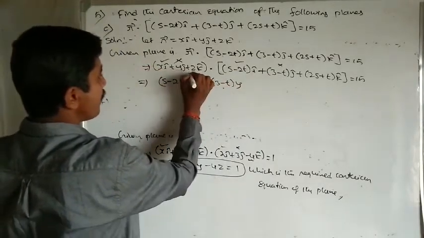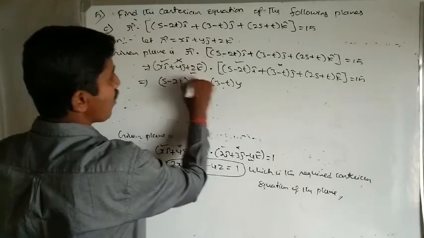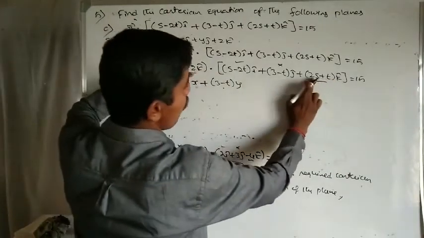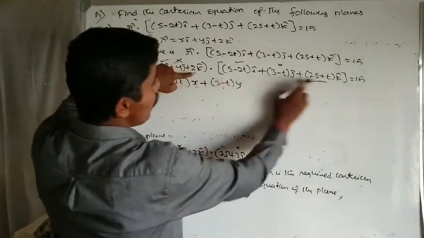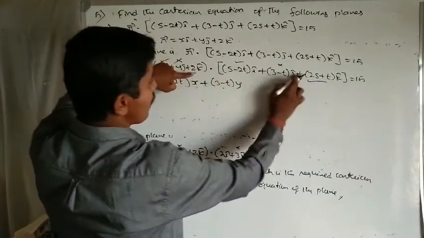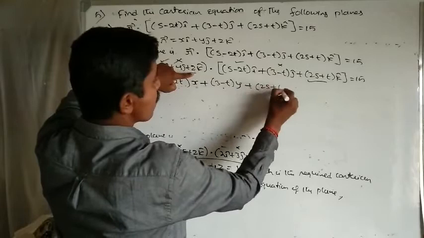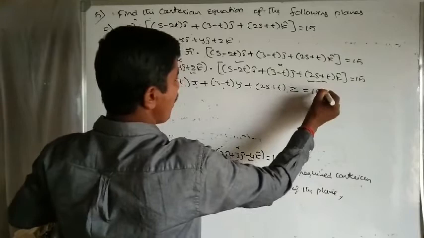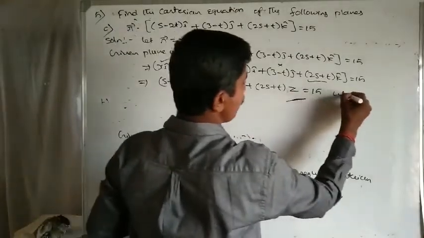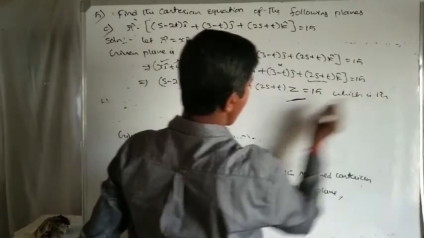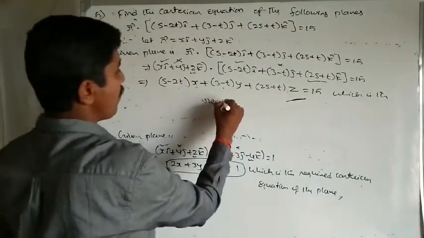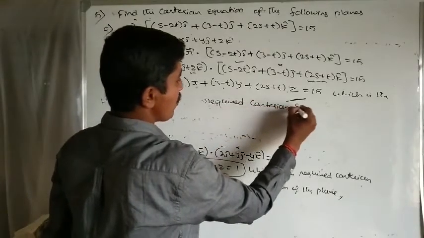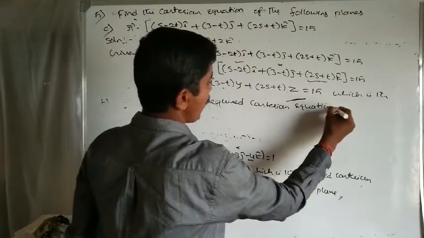Now multiplying the k coefficients: here z, and the k coefficient 2s plus t. Multiplying these two, plus (2s plus t) into z is equal to the RHS as it is, 15. Which is the required Cartesian equation of the plane.